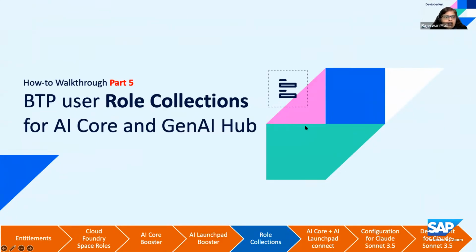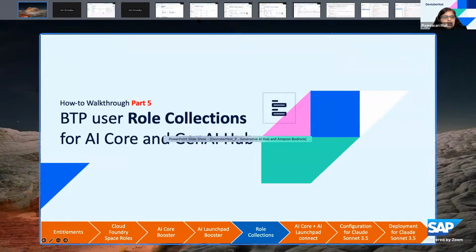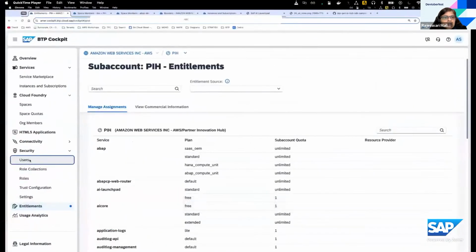All right. Now that we have completed creating entitlements, space roles, and we created the AI Core and AI Launchpad with the boosters, now it's time for role collections. So you may ask, why do you need this? Because we installed the AI Core and Launchpad, we want to ensure your user is assigned the right role collections.